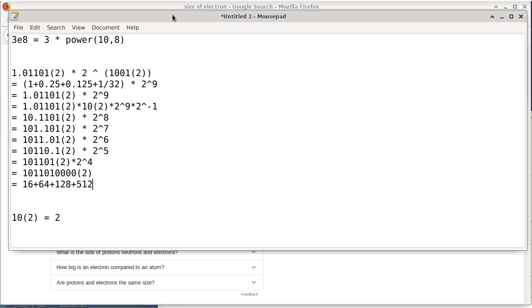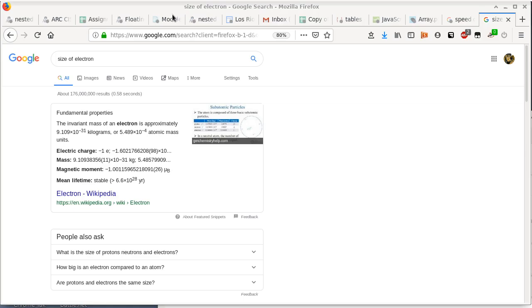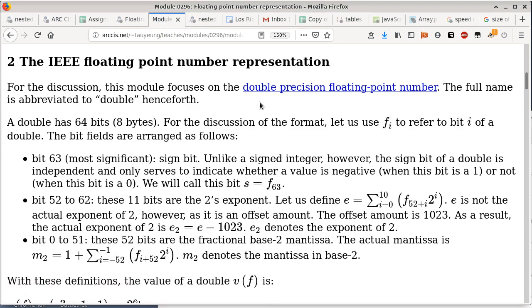All right. So I think we are ready to get back to the notes in order to understand what the double precision floating point number representation is. So let's see. Yep, this is the module. All right. So we'll go kind of slow. We'll go step by step. So a double is basically the abbreviation of double precision floating point number.